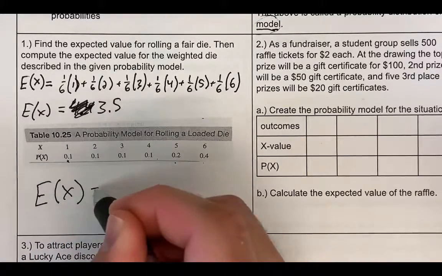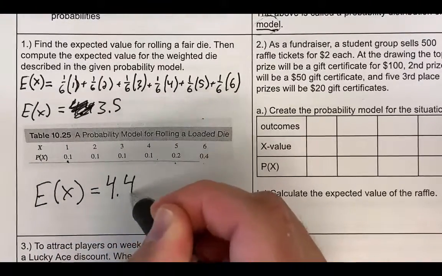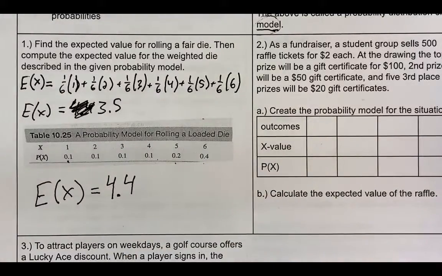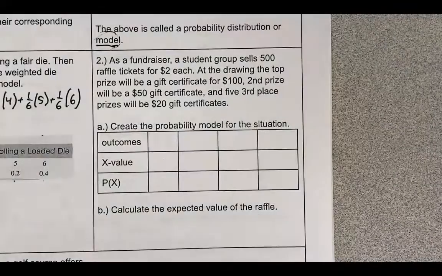But you should get this value here. You should get 4.4. Now let's analyze this situation here.